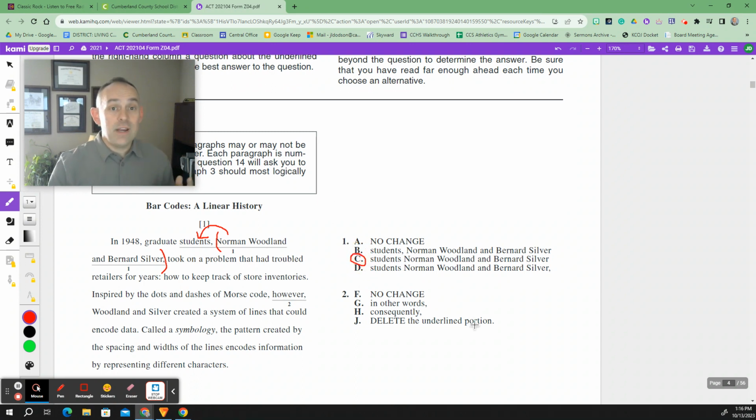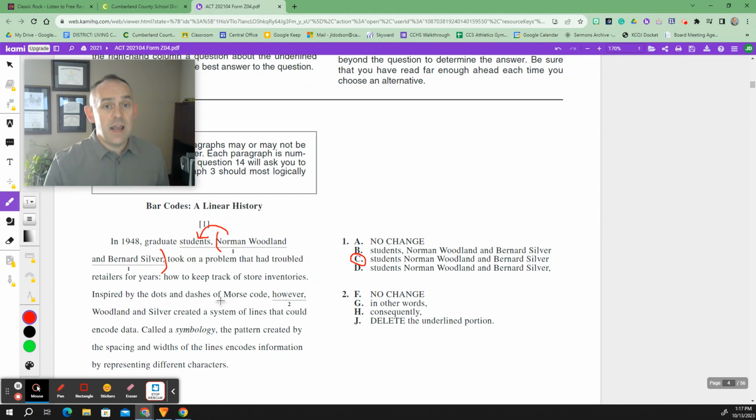So listen as I read it. I'm going to pause where the punctuation should be. In 1948, graduate students Norman Woodland and Bernard Silver took on a problem that had troubled retailers for years: how to keep track of store inventories. And so where those natural pauses occur, that's where you're going to have punctuation. In this case, there are no commas around the appositive phrase because it is essential to maintain the clarity of the sentence.